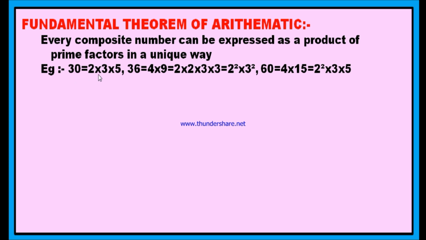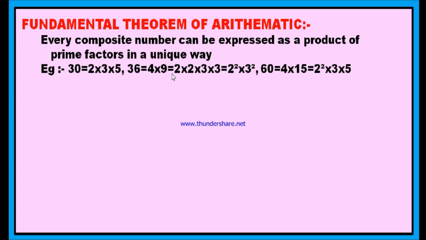Of course, you can write 30 as 6 into 5, but 6 is not a prime number. Therefore, you can write 30 as the product of prime numbers in only one way, and there is no other way. Similarly, look at 36. You can write 36 as 4 into 9.